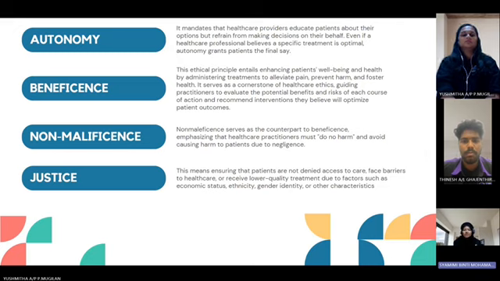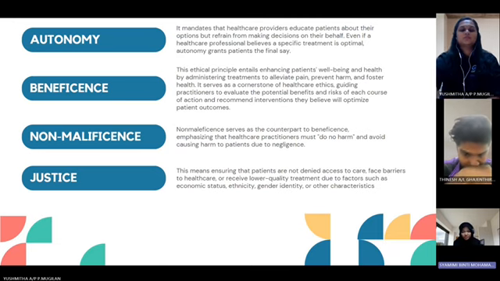The second one is beneficence. This ethical principle entails enhancing patient well-being and health by administering treatments to alleviate pain, prevent harm, and foster health. It serves as a cornerstone of healthcare ethics, guiding practitioners to evaluate the potential benefits and risks of each course of action and recommend interventions they believe will optimize patient outcomes.